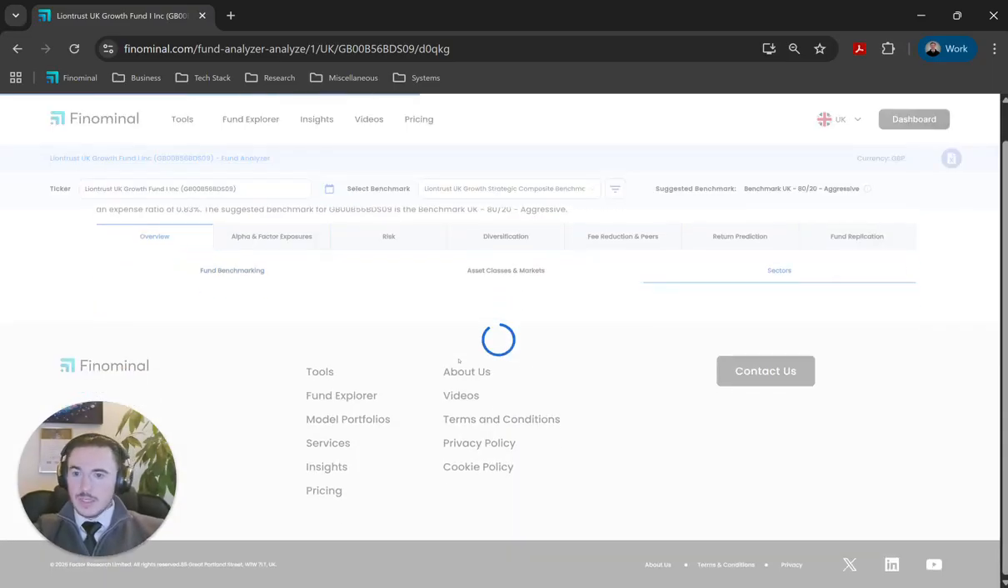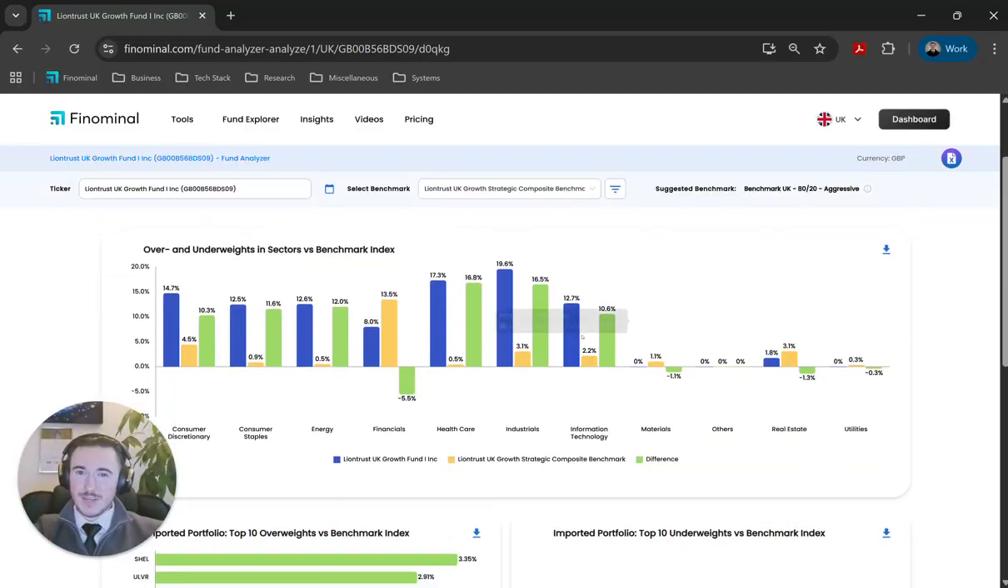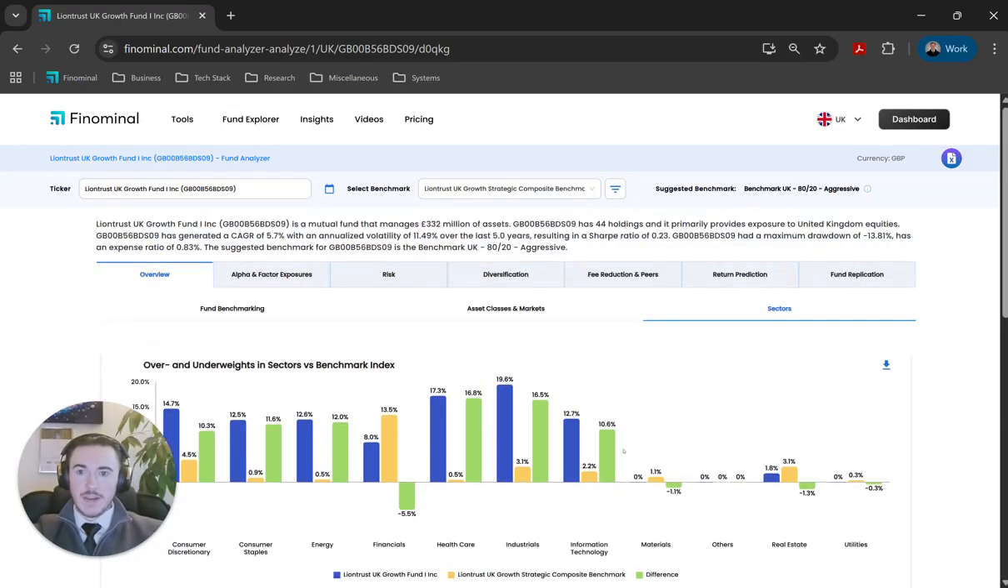Let's have a look at sectors, to see how active these bets they are taking against the benchmark. Okay, straight at you. We're seeing these green bars showing the difference. So let's see exactly what that is. We're seeing over exposure in healthcare, industrials, information tech, energy, consumer staples, and consumer discretionary, and an underweight of 5.5% in financials. So this clearly tells me they are making active bets, as we saw anyway on that active share on their fact sheet.